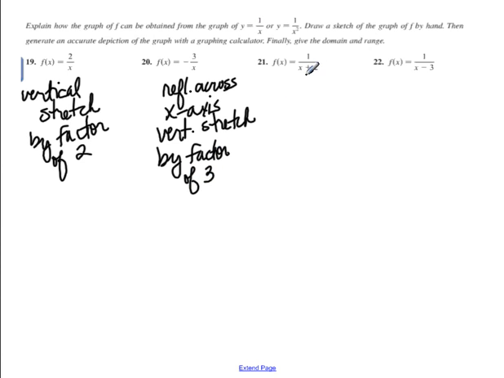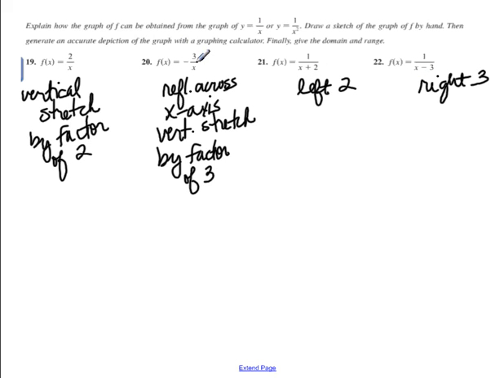1 over x plus 2 and 1 over x minus 3 are both inside changes, so we're going to move left 2 units and right 3 units. Okay? So here the asymptotes would be affected, in fact, the vertical asymptote, not the horizontal asymptote.